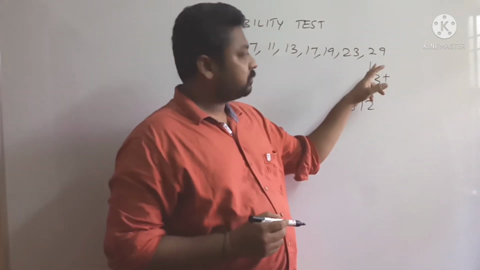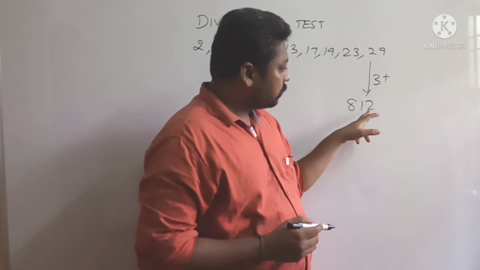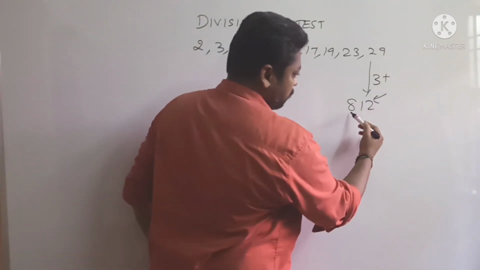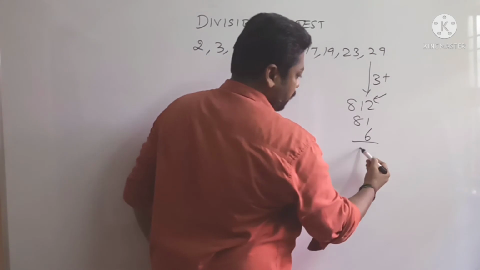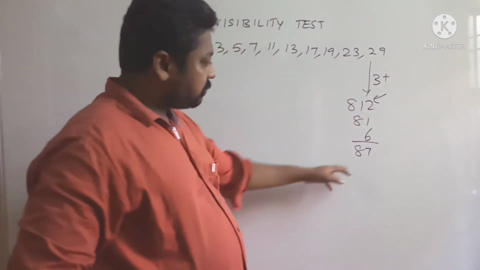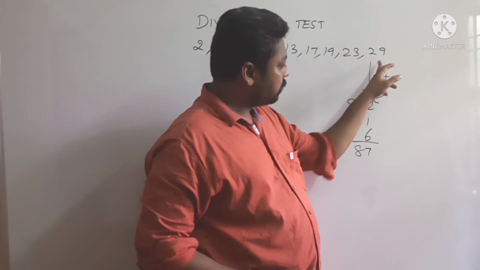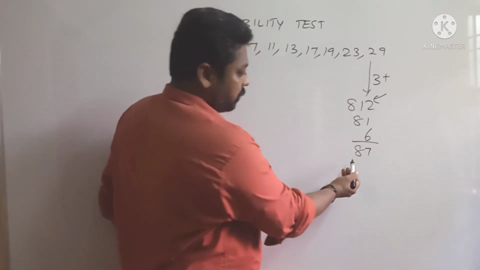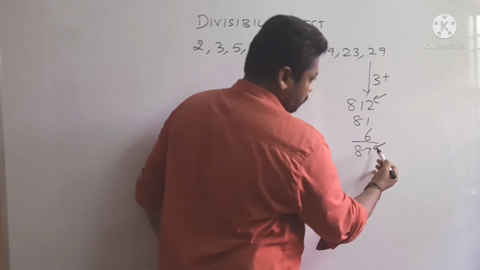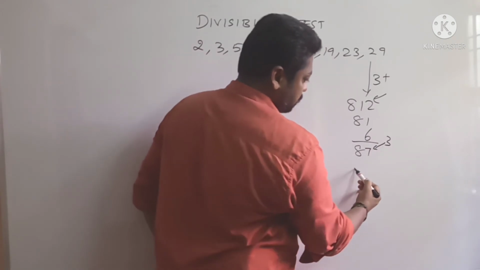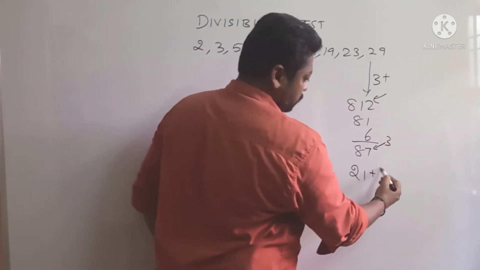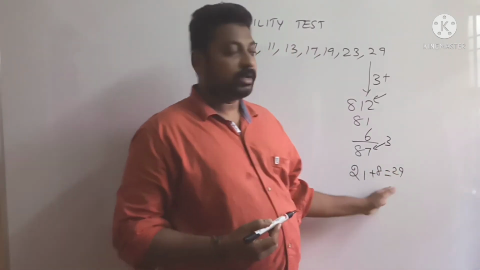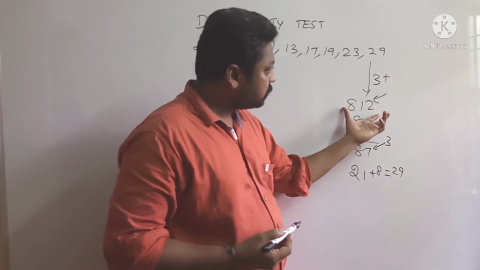The divisibility test for 29 is 3 plus, that is, multiply the units place by 3: 3 2s are 6. Add to the remaining numbers, so 87. So 87 is divisible by 29, therefore 812 is divisible by 29. Otherwise you can perform it again: multiply by 3, 3 7s are 21, plus 8 is 29. So 29 is divisible by 29, therefore 812 is divisible by 29.